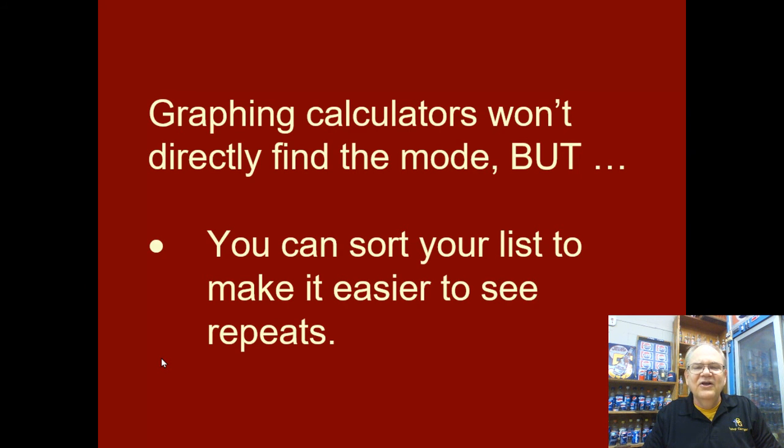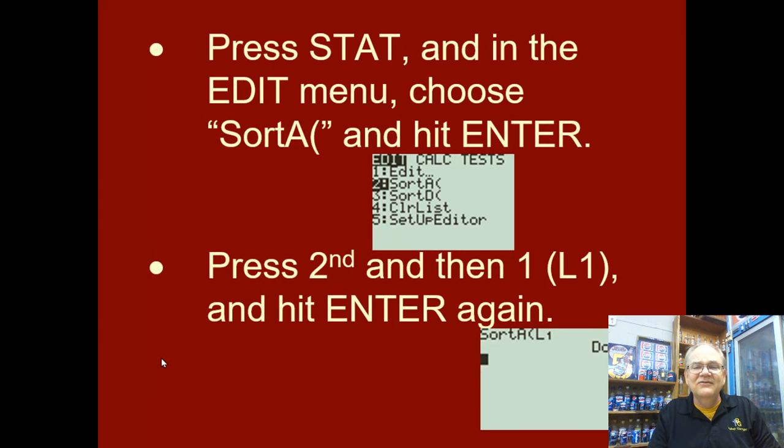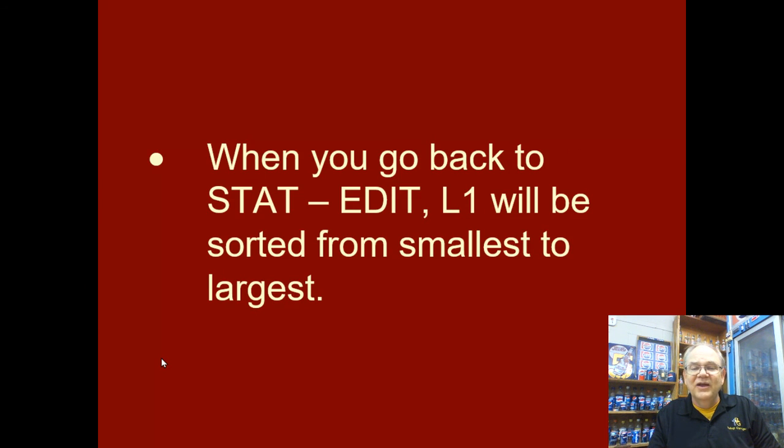Your graphing calculator won't directly find the mode, but remember that last time I told you how you could sort data, and if you do that, it can make it easier to locate what the mode is. And just to remember again, once you've got your numbers in there, you want to go to Stat, Sort A, and then second one to put L1 on the screen, and it'll go through and put your numbers in order for you.